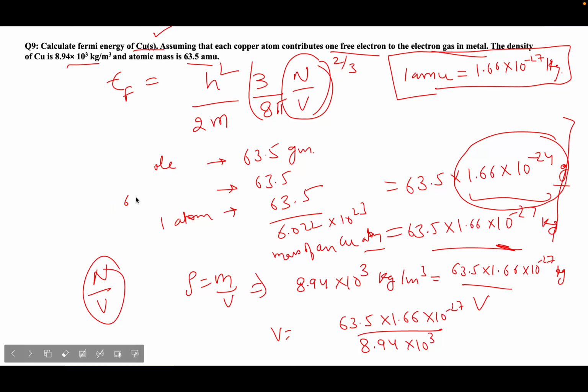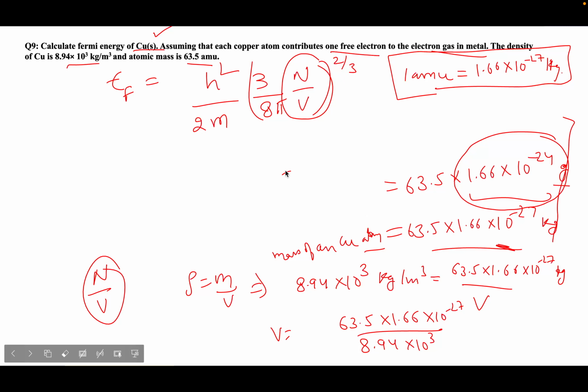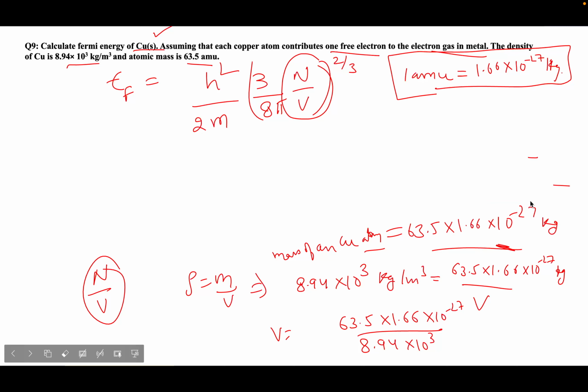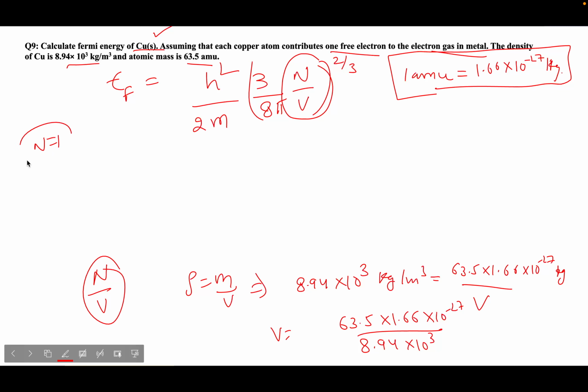We are going in the right direction, so we just need to calculate these values. They are only asking for the Fermi energy of solid copper, and they are not giving how many particles, so we are calculating it for 1 particle. For 1 particle, N is equal to 1, and the volume is this.